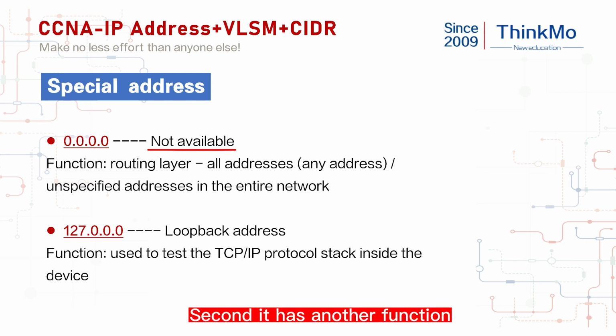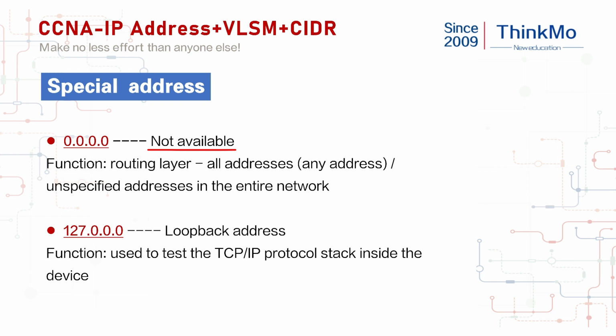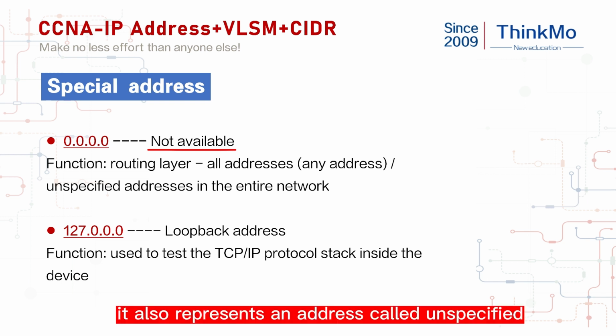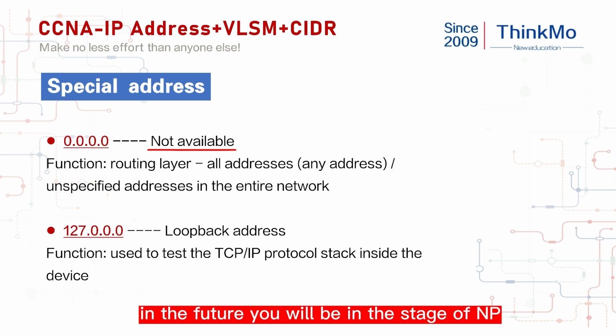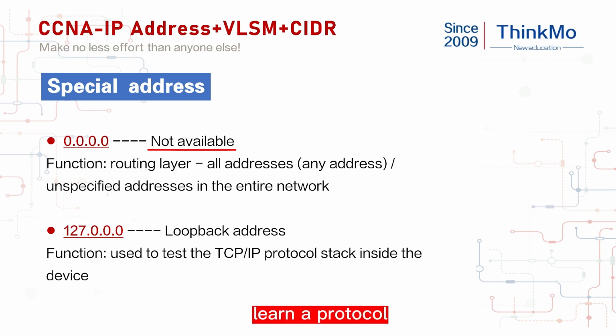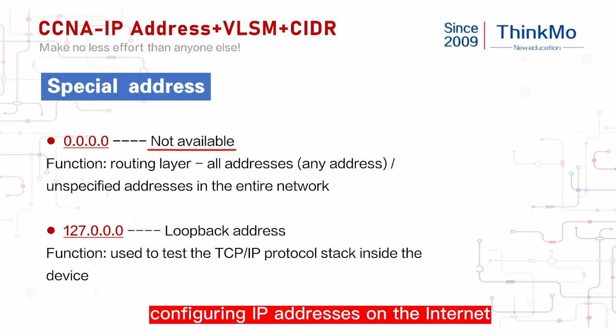Second, it has another function. It also represents an address called unspecified. I'll just tell you this, because we can't get in touch with it yet. In the future, in the NP stage, you will learn a protocol called DHCP. When we turn on the equipment, we configure IP addresses to get on the internet.